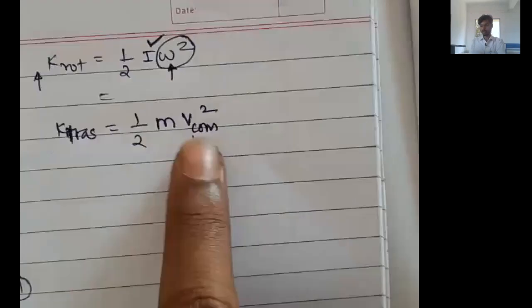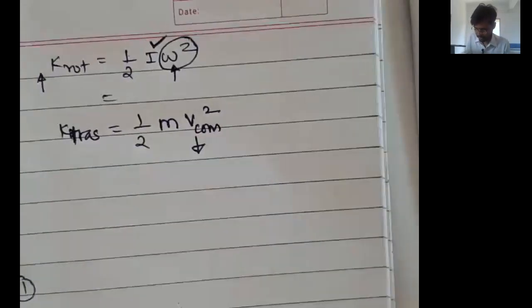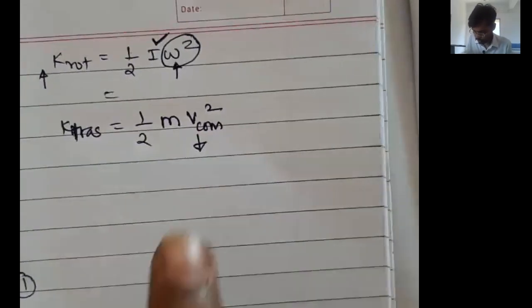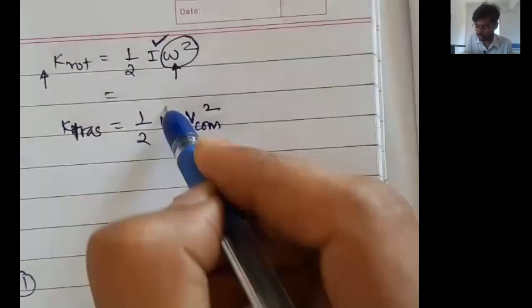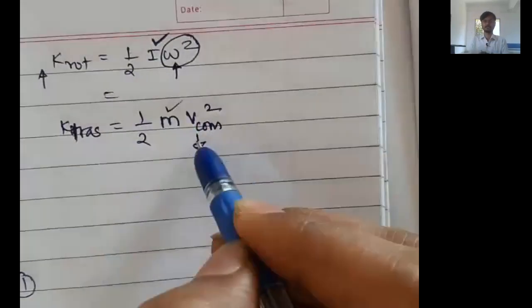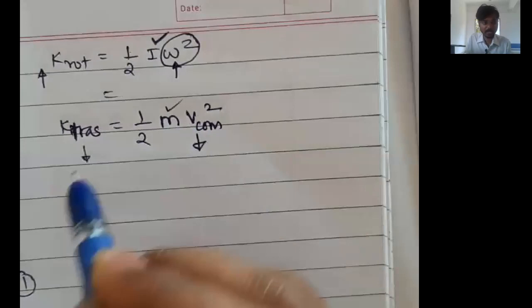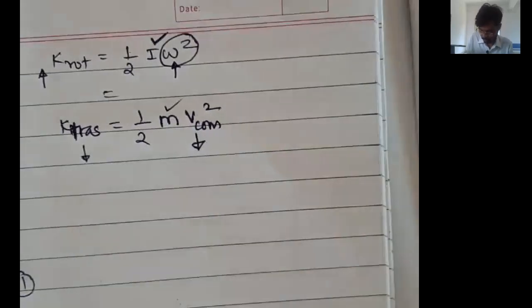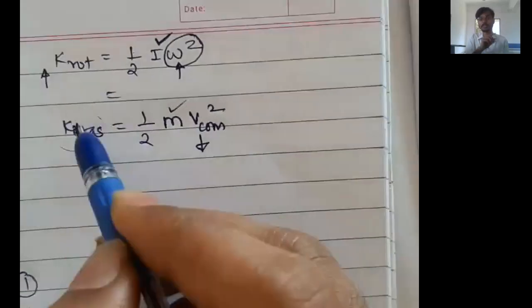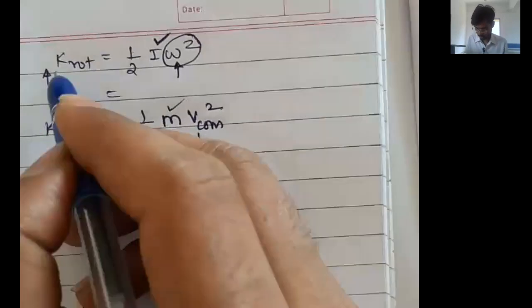Okay. So here this v is decreasing, mass is constant, but v is decreasing, v square is decreasing, so translational velocity will be decreasing. Translational kinetic energy will be decreasing. Rotational kinetic energy will be actually increasing. So this option is wrong.